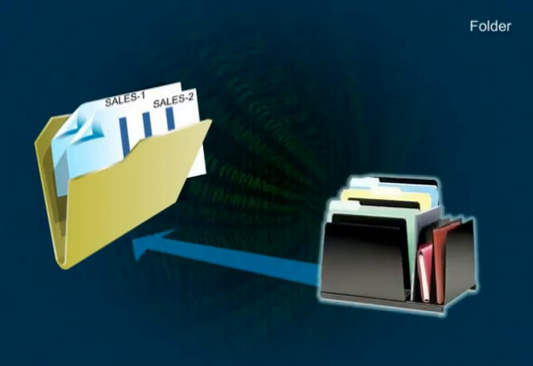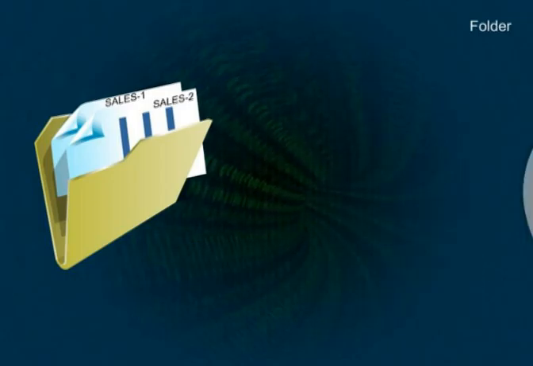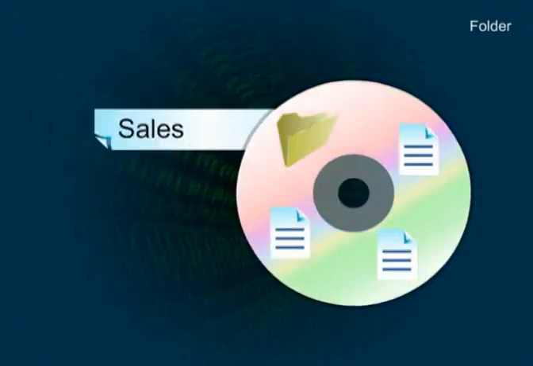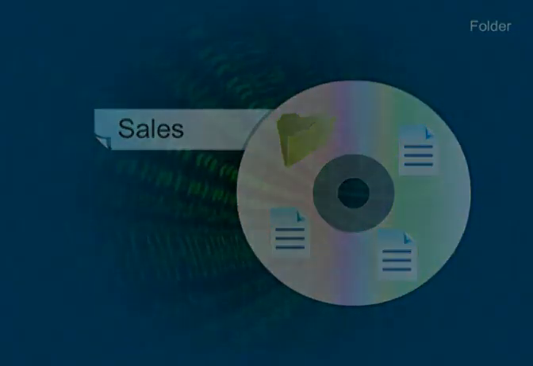A folder is a container for programs and files, symbolized by an icon of a file folder. They resemble a real file folder. A folder is a means of organizing programs and documents on a disk and can hold both files and additional folders. For example, you can place all sales-related files in a folder and label it as Sales.